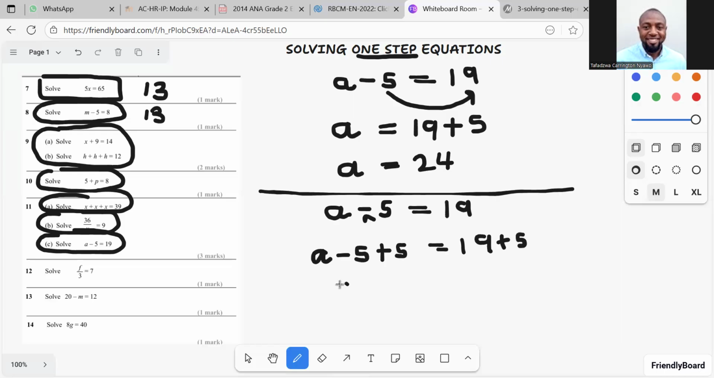So minus 5 plus 5 is 0. So A is equal to 24. See, I still got the same answer.